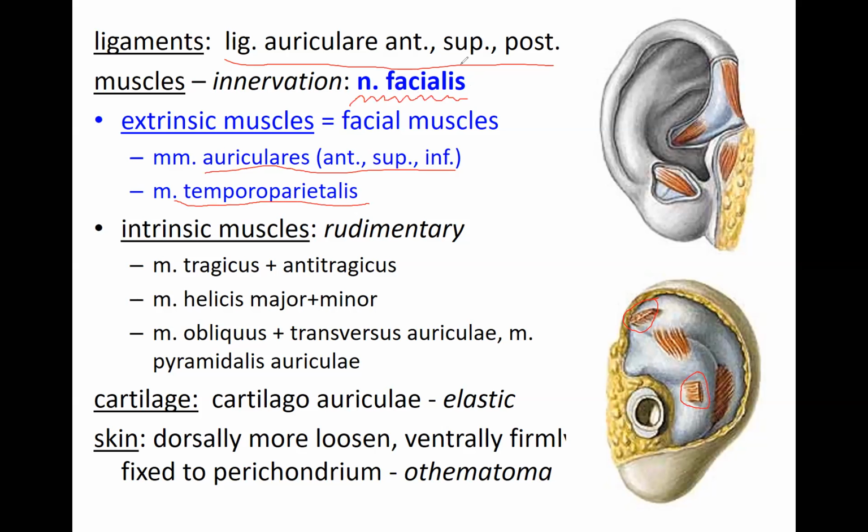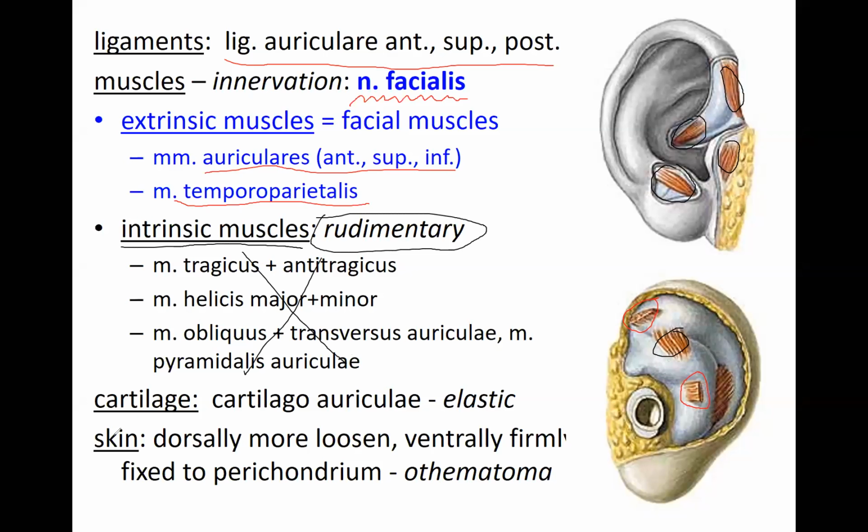Then we have some other muscles which are located on the auricle itself. Yeah, like here, and dorsally as well. We call them intrinsic muscles. They are rudimentary, so please do not learn their names, as we are not able to move them much. Yeah, so they are of no clinical use. They just exist. They are very small. Forget them. You just should know that we have some intrinsic muscles innervated by facial nerve, and they are rudimentary. That's all.